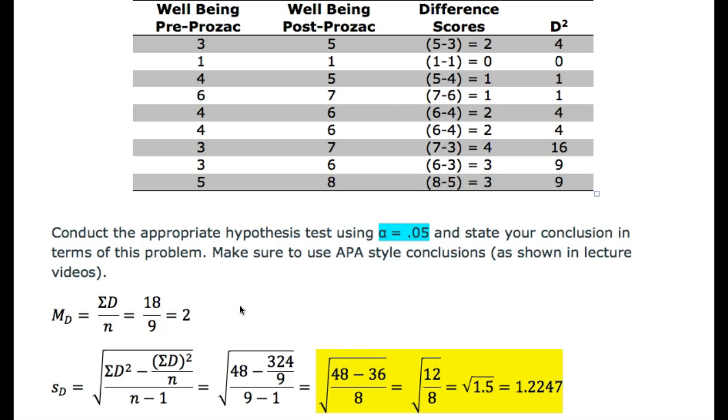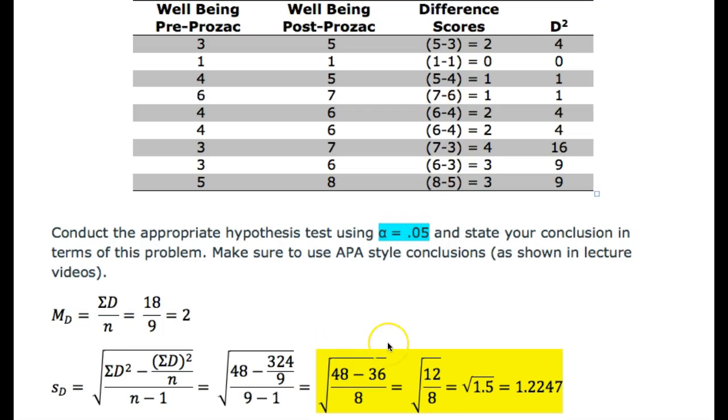All right? The next step, and this is where I made a mistake, I forgot to take the square root. So the sample standard deviation of the difference scores, we're going to need to add up all of the squared difference scores, and that gives us 48, and 18 squared is 324. So this is the sum of d squared. This is this column right over here. And 324 comes from squaring 18.